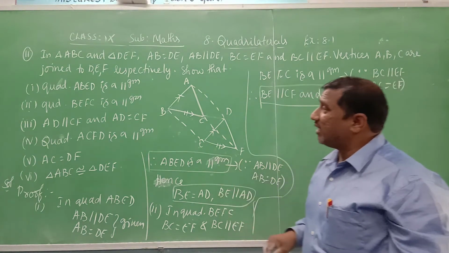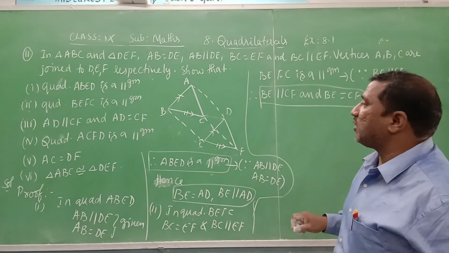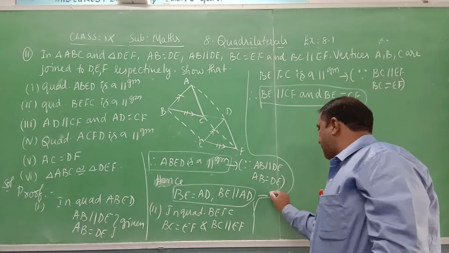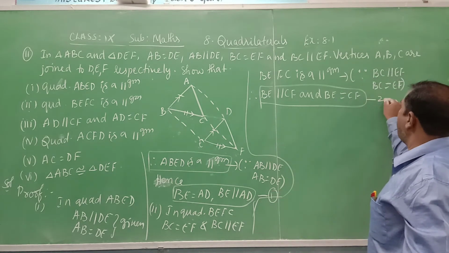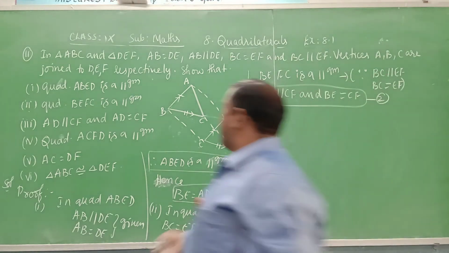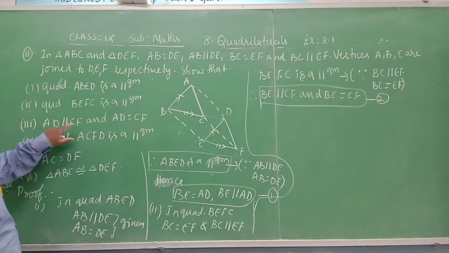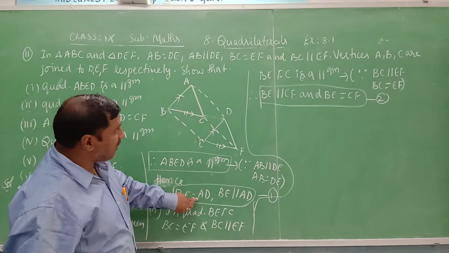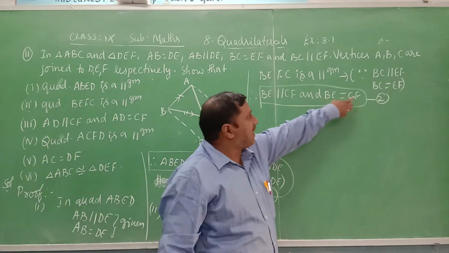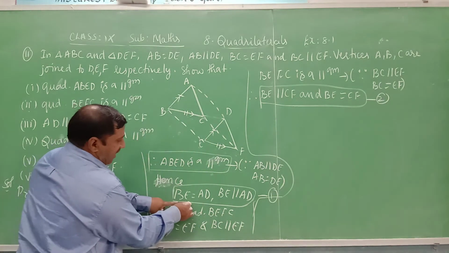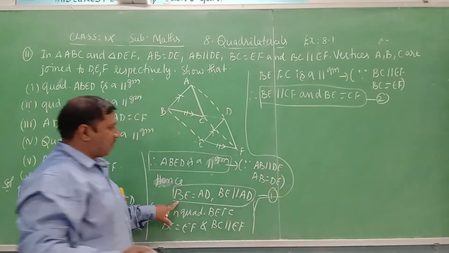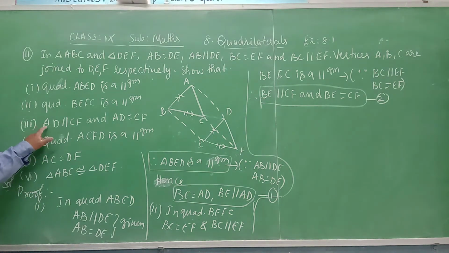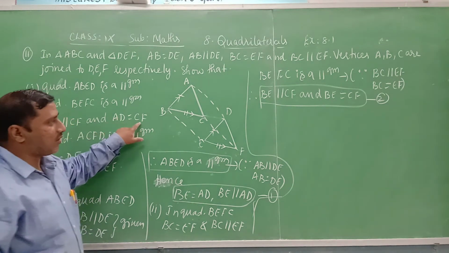Next, what do we have to prove? Third, that AD is parallel to CF and AD is equal to CF. We take these as identity 1 and identity 2. So the third one we need to prove is AD equals CF. Here you see BE is equal to AD and BE is equal to CF, from 1 and 2. As the LHS are equal, their RHS must be equal. That is, AD is equal to CF.